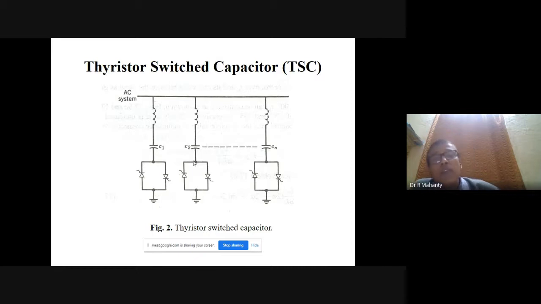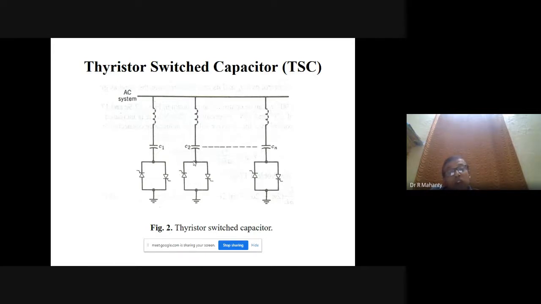In thyristor switched capacitor, we have several capacitors connected to bidirectionally connected thyristors. Depending upon your requirement, you go on switching the capacitors one by one. Why do we not have one large value of capacitor connected? Because if you switch on a large value of capacitor, it will behave like a short circuit.